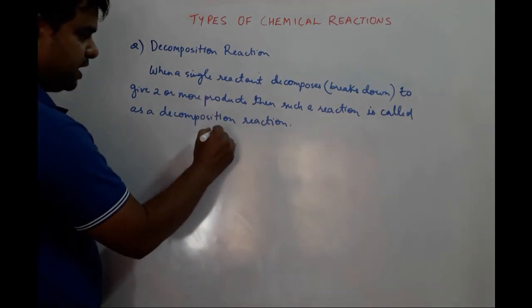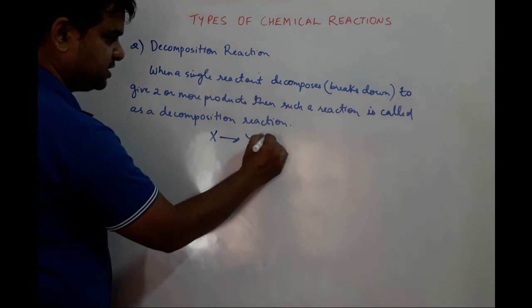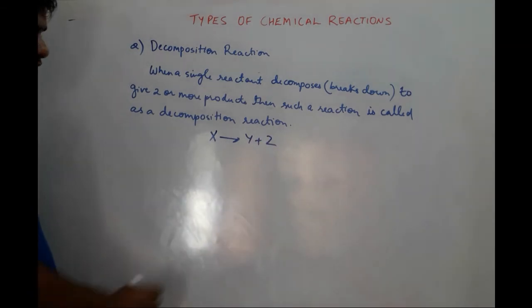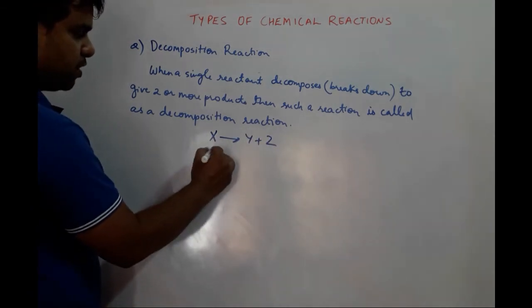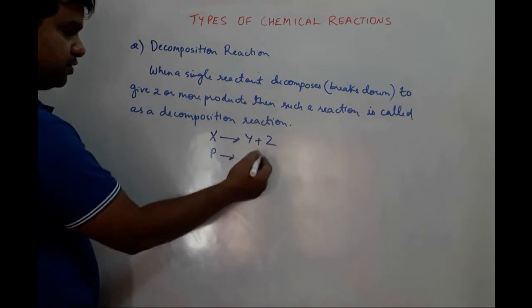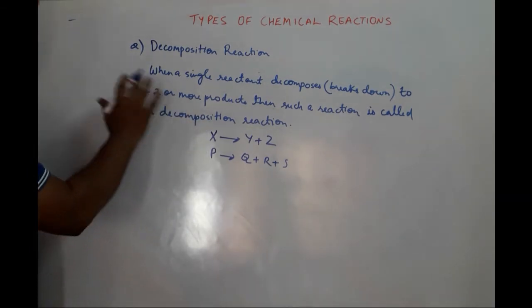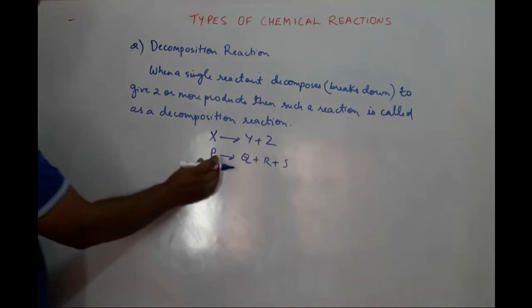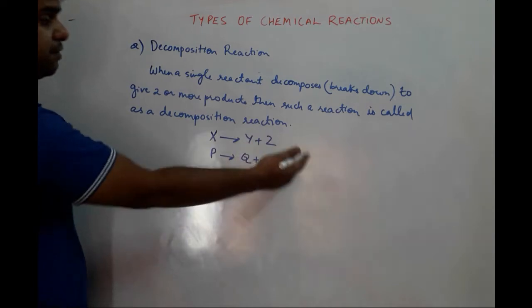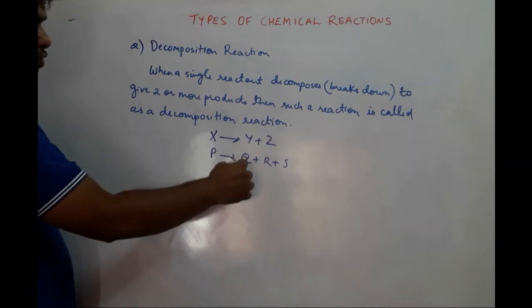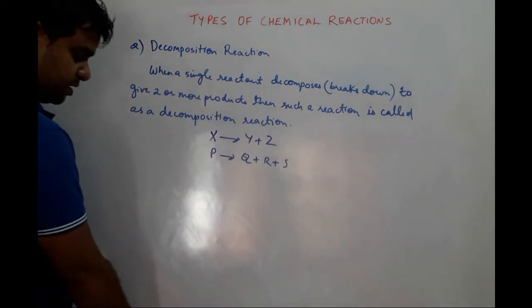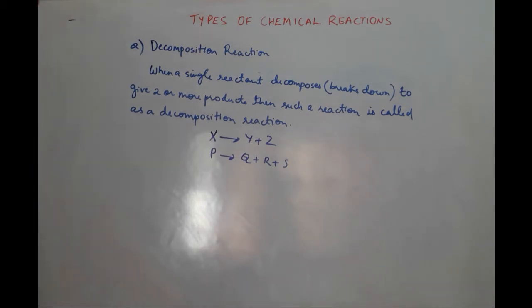Like for example, X breaks down to give us Y plus Z. Then we can even have more, like for example, one can break down to give us more than two products, so you can have Q plus R plus S. So the whole idea here is that one particular reactant breaks down, decomposes, to give us two or more products. And there are different types of decomposition as well, based on whether heat is required or whether light is required. We'll see what they are next.